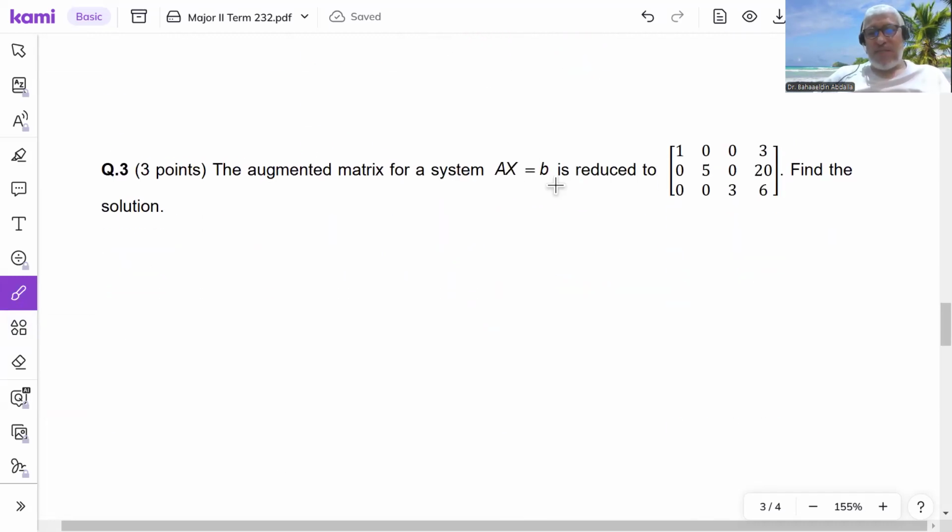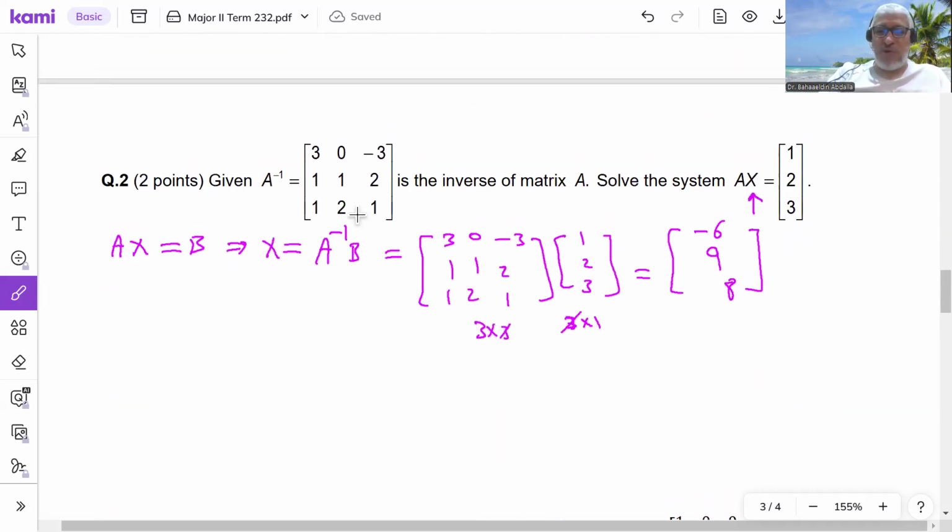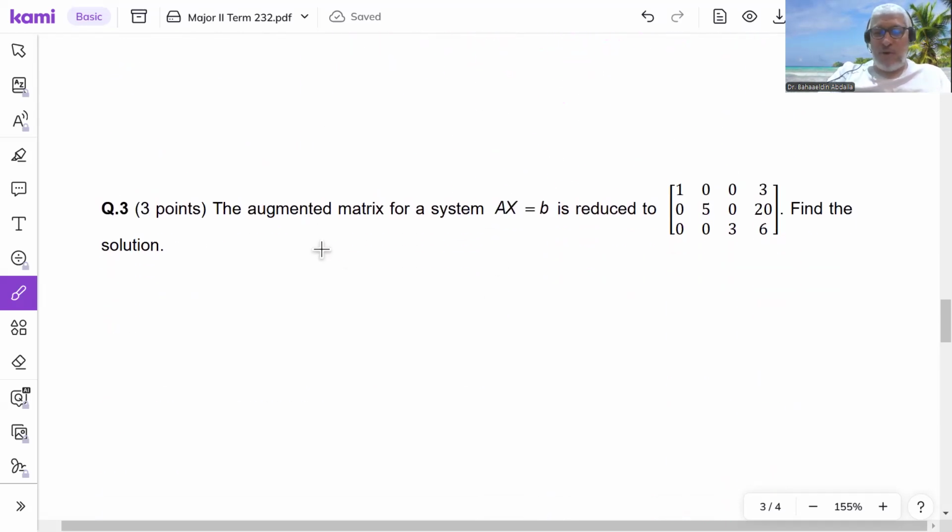The augmented matrix for a system is reduced to this. So when we solve the system, there are different methods. This is one of them. This is another one. We write the augmented matrix. Here, the coefficients, and these are the constants on the right-hand side of the system. So we start by writing the augmented matrix and work with it. So we reached this one. The question: find the solution, solve the system.